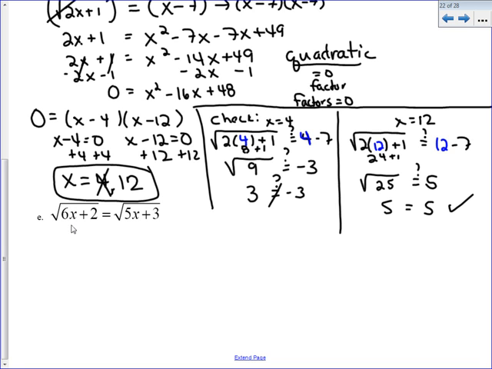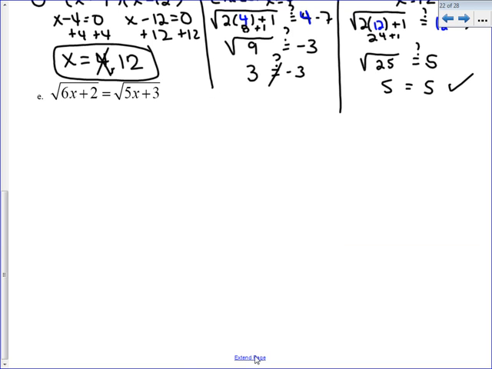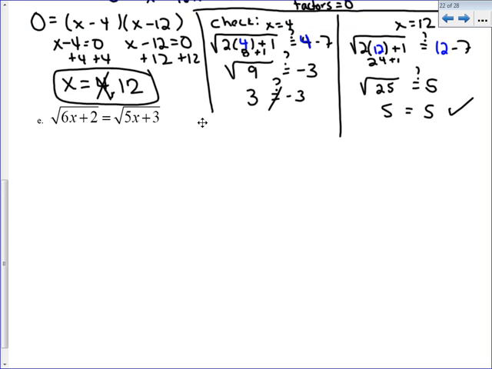Now the last one looks maybe the worst because it's got more than one radical in it. Now if you have more than one, you keep them on opposite sides. The only time this would get really messy is if they had something added after the radical, then you'd have to put it in parentheses and FOIL it, and it would get to nonsense really fast. How do I get rid of a square root? Square it. If I square the left side, what do I have to do to the right side? Square it. So the square root of 6x plus 2, squared, is 6x plus 2.